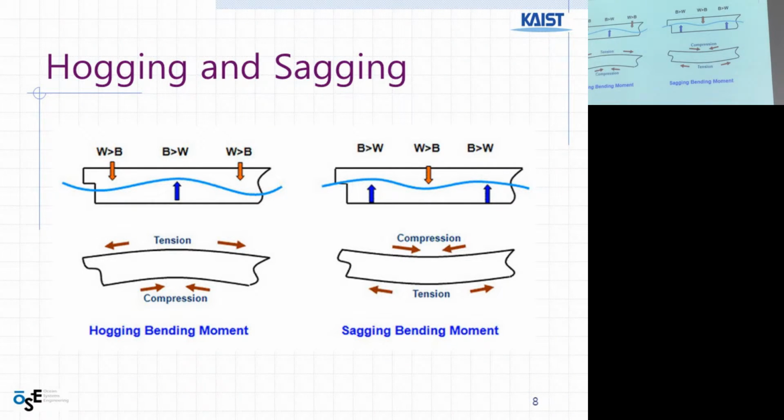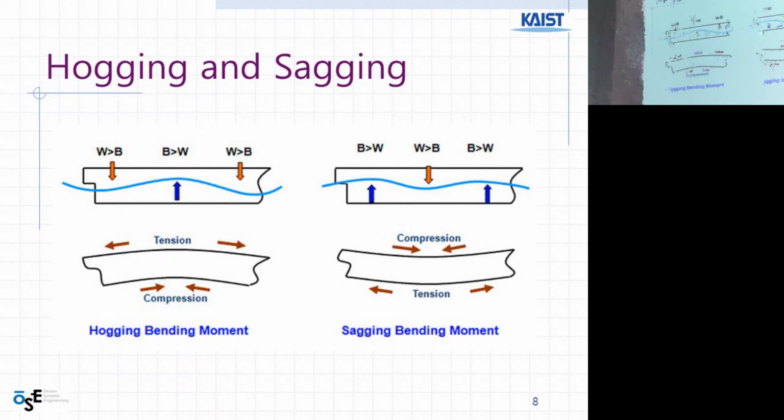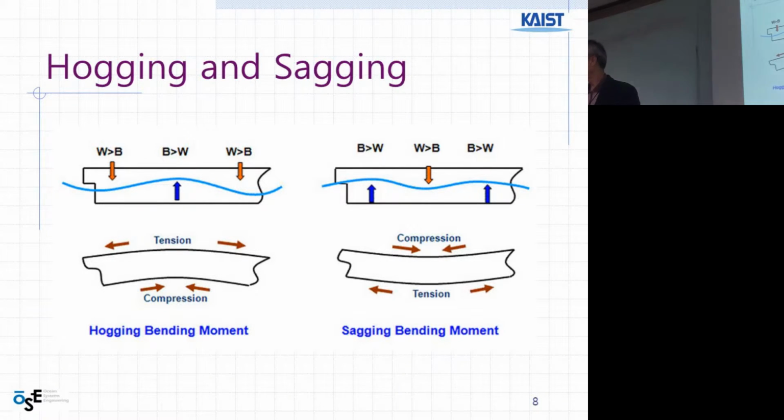So this can be repeated. Tension and compression go many times, right? The wave is coming every time. So fatigue failure is coming also. Right? Fatigue.